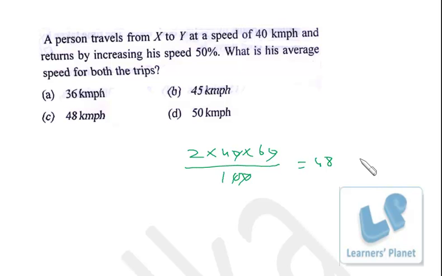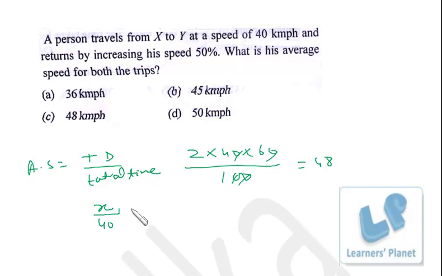Now what is happening, that actually average speed is what? Total distance by total time. Now here we don't know the distance, but the distance between X to Y is the same as Y to X. I assume that distance to be say x. Okay. So x distance it is covering at the speed of 40. So this much is the total time.